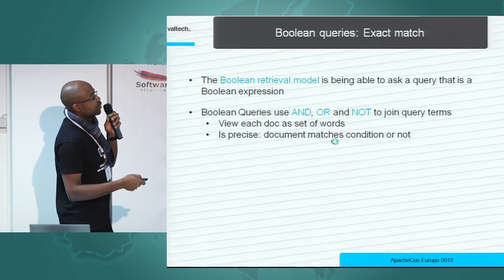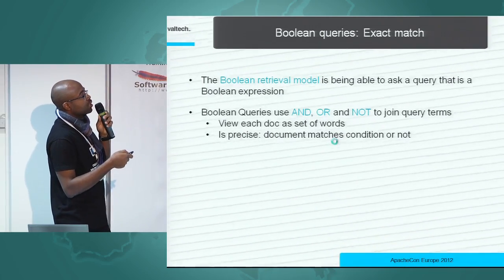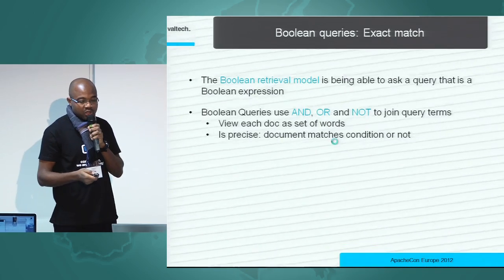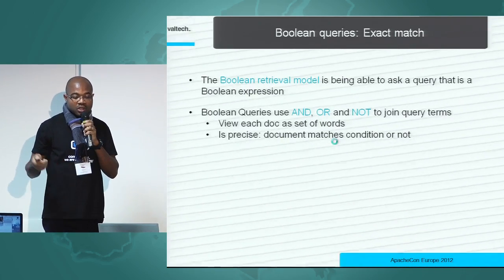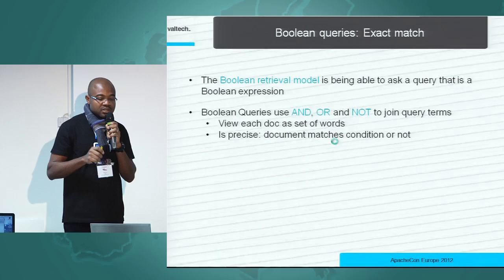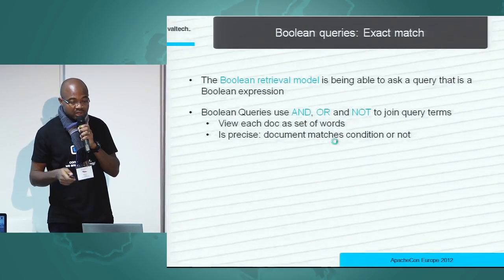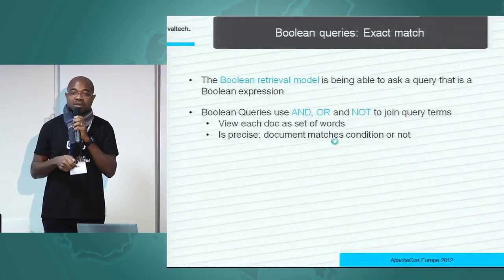So the Boolean retrieval model is being able to ask a question that is a Boolean expression. Boolean queries use AND, OR, and NOT to join query terms. It just views a document as a set of words. It is precise: a document matches the condition or not.